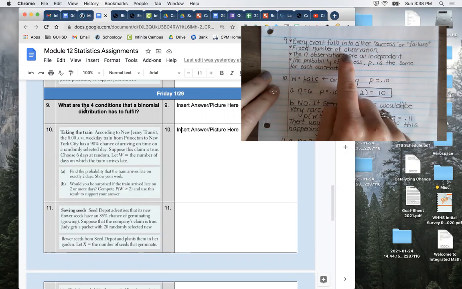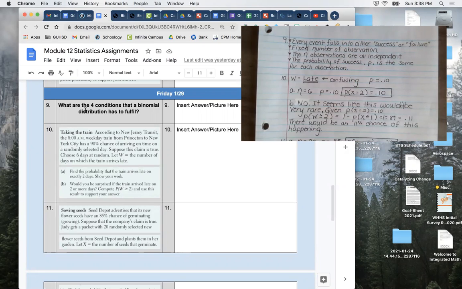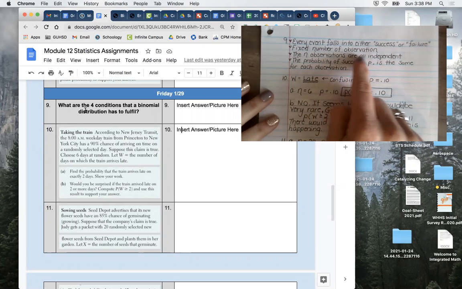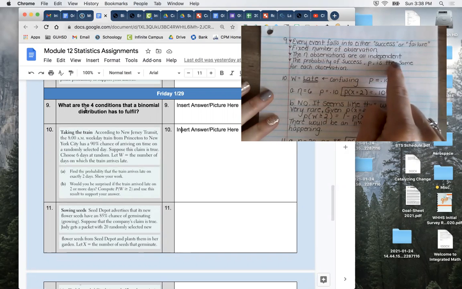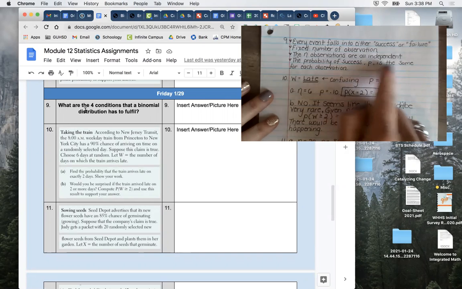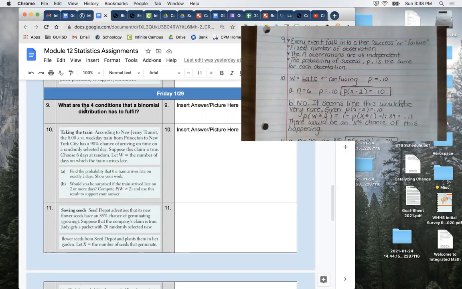There's a fixed number of observations. When you go into it, you know exactly how many observations will be recorded. The observations all have to be independent of each other, meaning one has no effect on the other. And the last one is that the probability of success has to be the same for each observation.